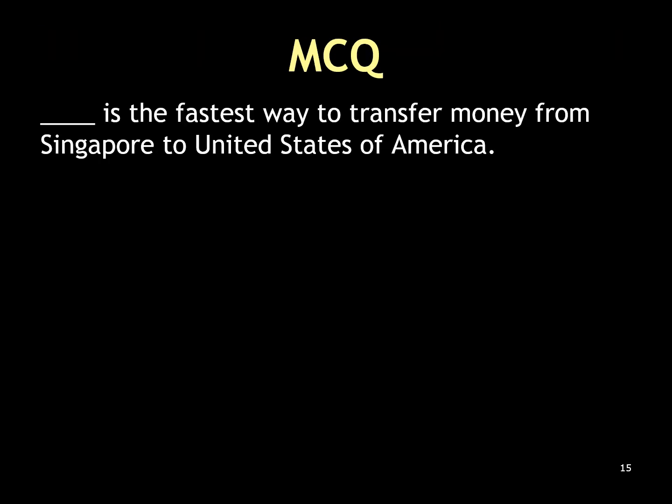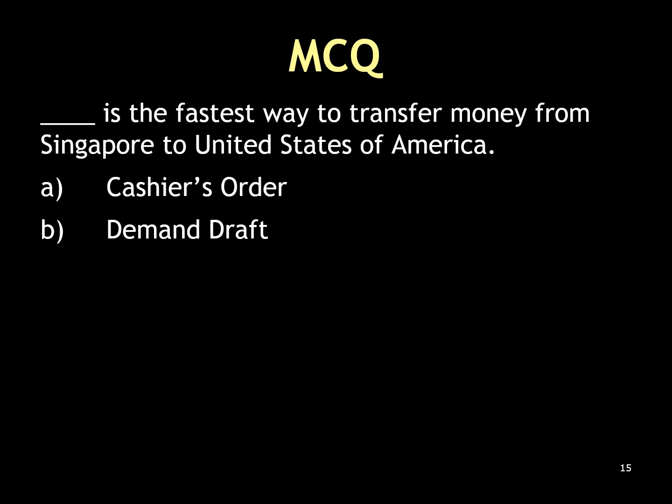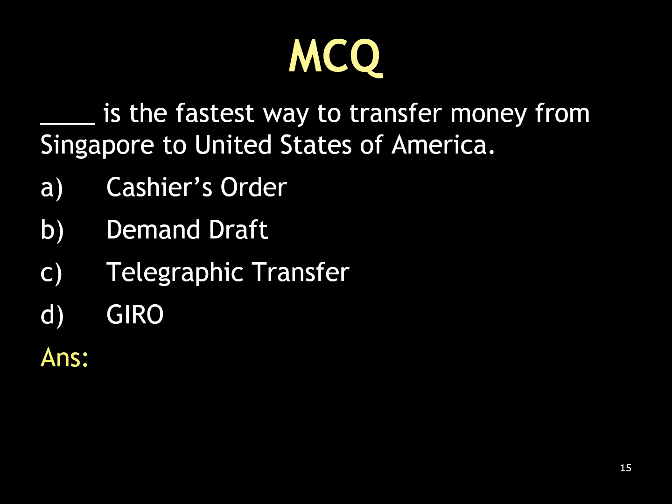MCQ. What is the fastest way to transfer money from Singapore to the United States of America? Cashier's order, demand draft, telegraphic transfer, or GIRO? The answer is telegraphic transfer.